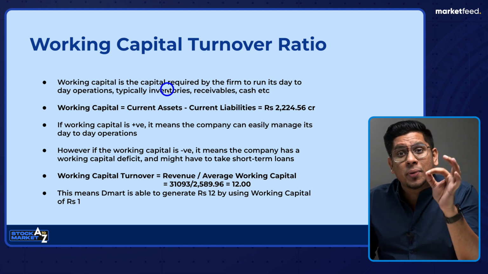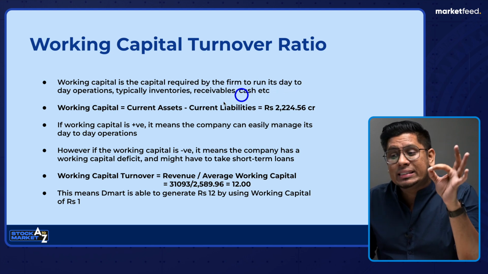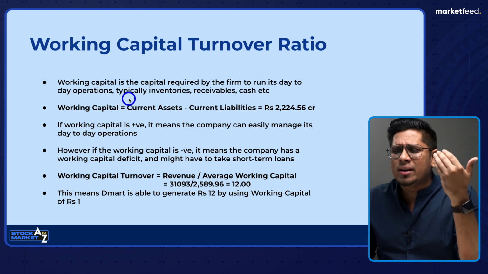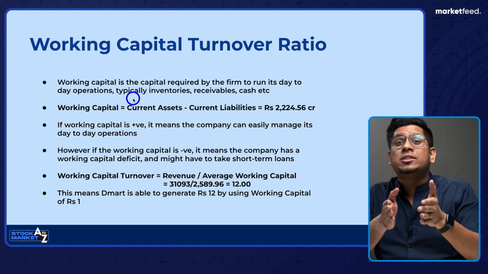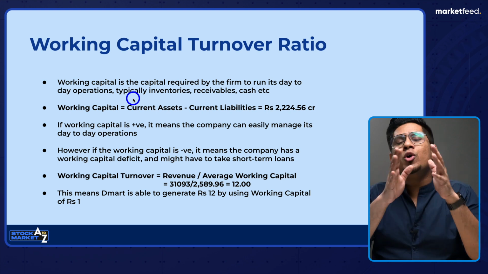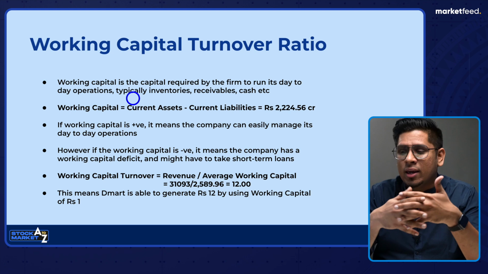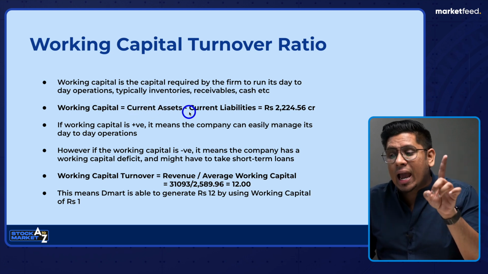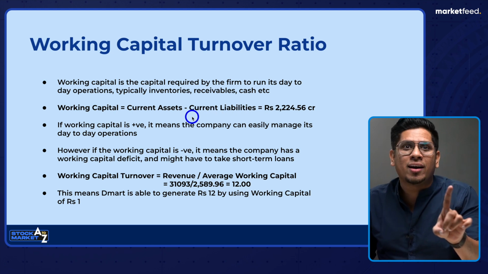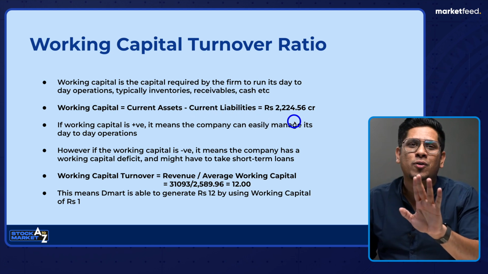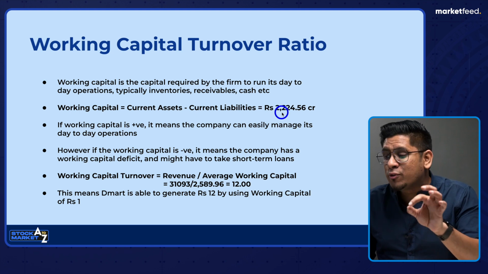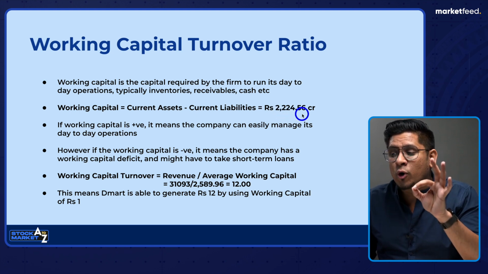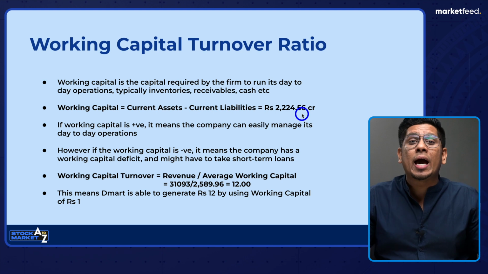Working capital is the capital required by a company to run its day-to-day operations. Typically inventories, receivables, and cash all come under working capital. Now, how do you find the working capital of a company? You get into its balance sheet, take current assets and subtract current liabilities, and you will easily get the working capital. I've done that for Dmart and got rupees 2,224 crores. So that is the working capital of the company.